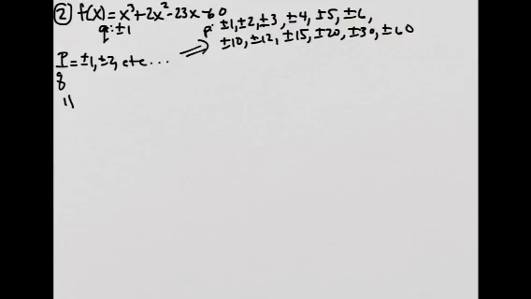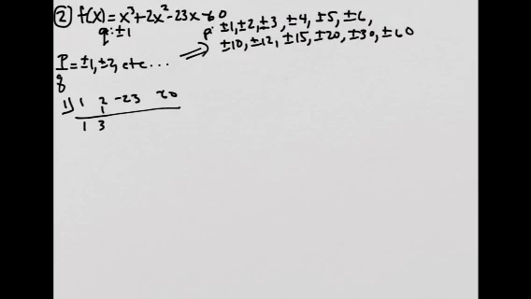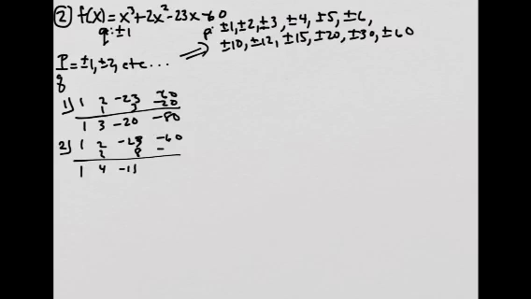So I'll start with 1. 1, 2, negative 23, and negative 60. Bring down the 1, 1, 3, 3, negative 20, negative 20. So that's negative 80. That's not going to work, right? And then you do the same thing with 2. Whoops, that's a 3. And 1, 2, 4, 8, negative 15, negative 30. It's even getting more negative, right?